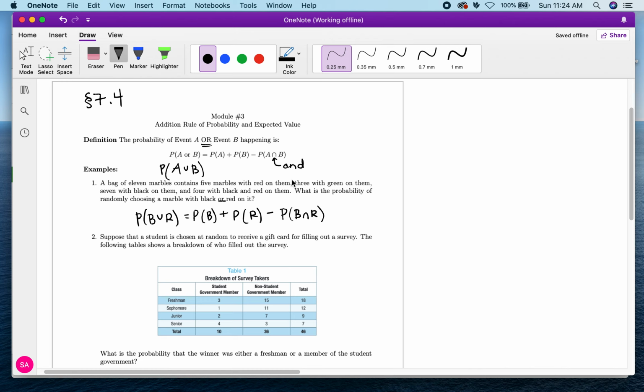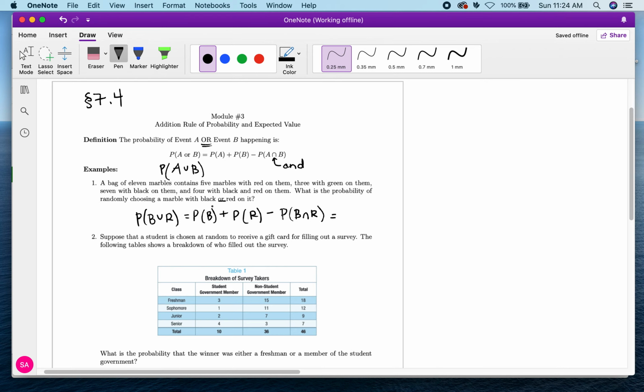We have to subtract that because essentially we don't want to double count. We've accounted for all the black marbles in this first probability. Here we're counting for all the marbles with red on them, but we might be double counting marbles. The marbles that have both black and red on them. So that's why we subtract this piece right here.